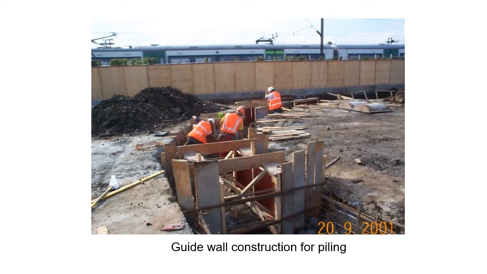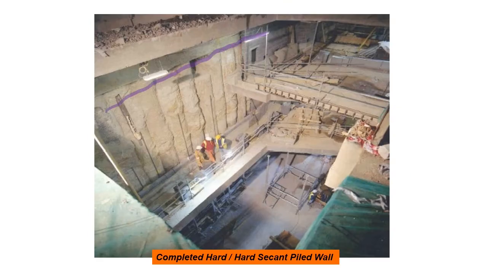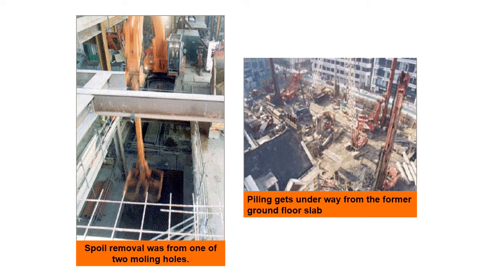So piling dekat sini bukan kita pakai driven piles. We're going to use bore pile method. This is the completed second pile walls. And the process for spoil removal from one of 2 molding holes. Jadi nampak ada long arm dekat sini yang akan haul keluarkan the spoils daripada the excavation area. And piling gets underway from the former ground floor slab.